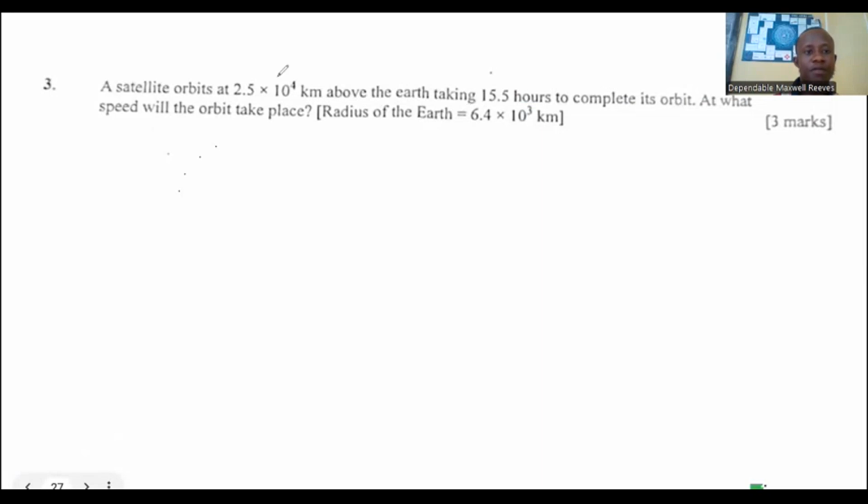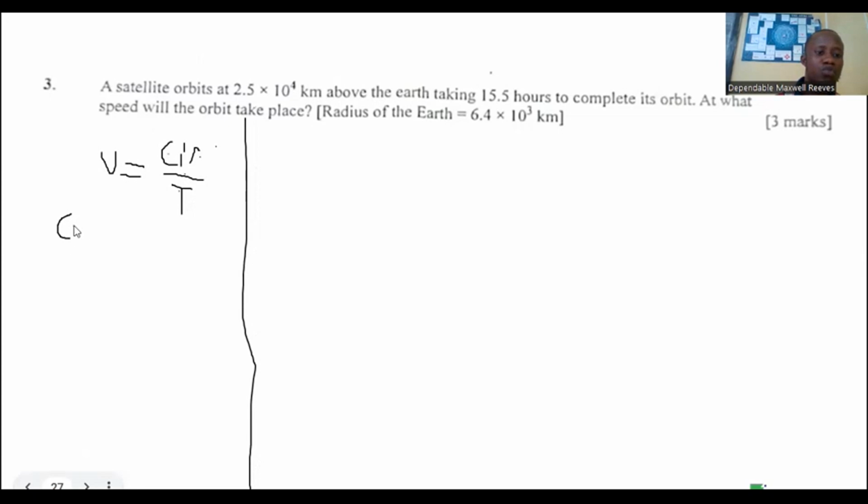Question number 3. A satellite orbits at 2.5 times 10 to the 4th power kilometers above the Earth, taking 15.5 hours to complete its orbit. At what speed will that orbit take place? Take the radius of the Earth to be 6.4 times 10 to the 3rd power kilometers. The question asks us to calculate the orbital speed.